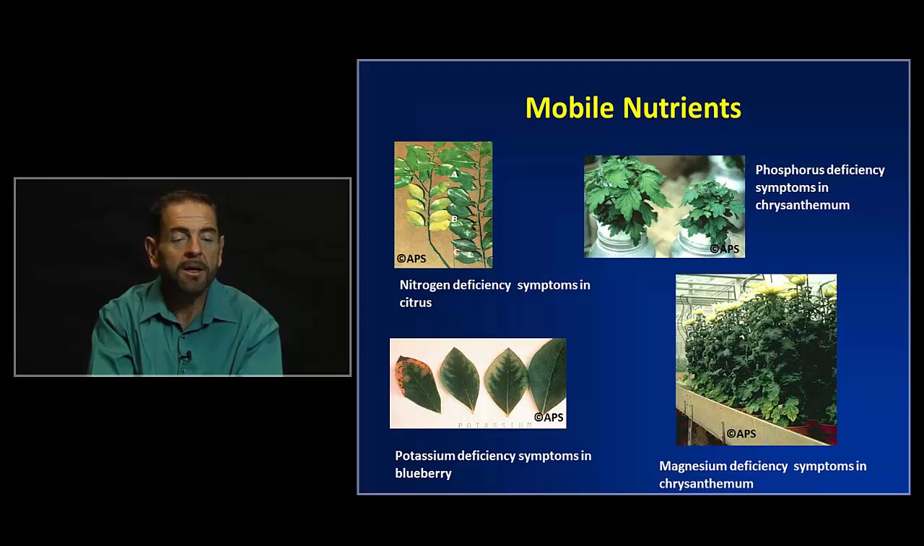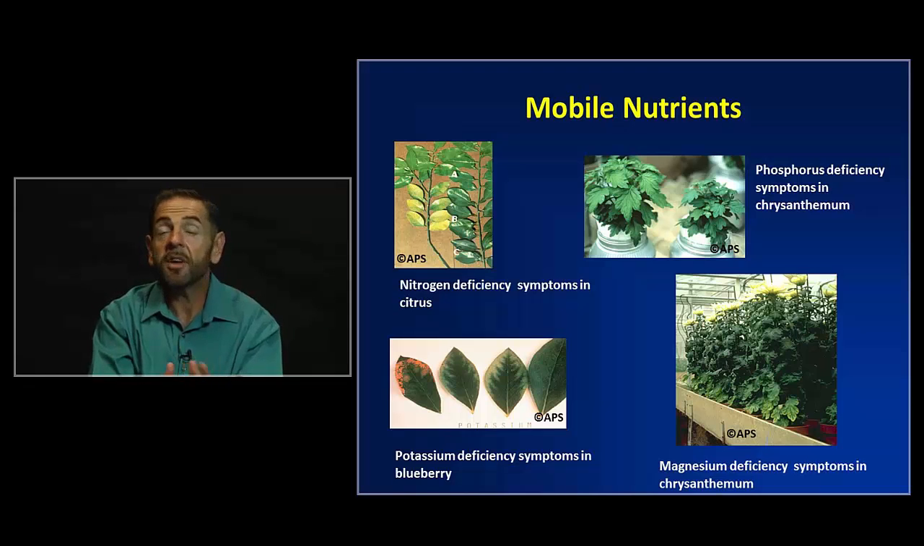On the lower left is a potassium deficiency symptom in blueberry. This is a very classic symptom of potassium deficiency. This leaf on the left is the one that's deficient, and the leaves on the right are the ones that are not deficient. And you can see that on the leaves on the left, you see a reddening and a senescence on the outer leaf margins.